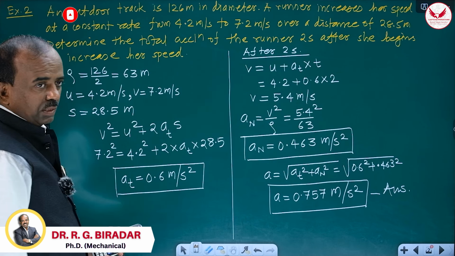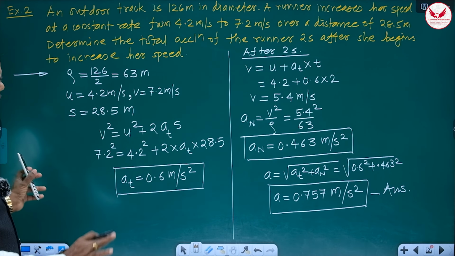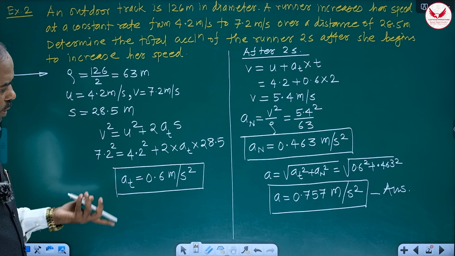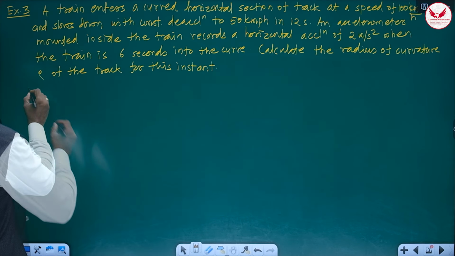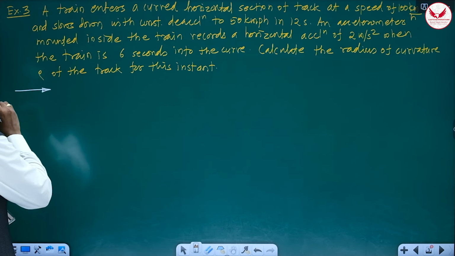So these problems, if we solve neatly, are very simple, and very fast, within 5 minutes we can solve. Then again, one more example I'll explain.